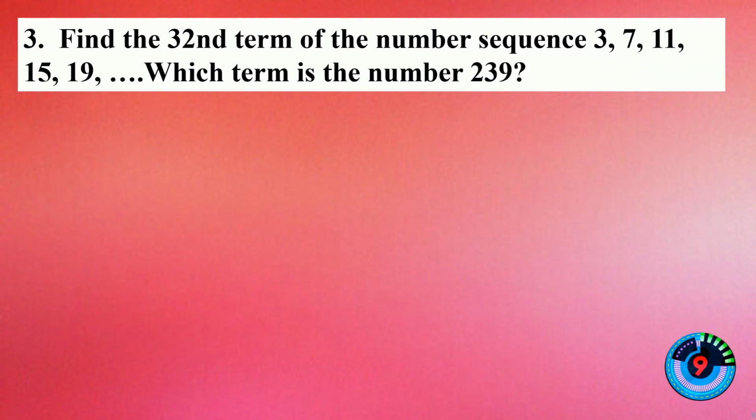Question number 3. Find the 32nd term of the number sequence 3, 7, 11, 15, 19 and so on. Which term is the number 239? This is also a very similar question where we need to find the 32nd term of the number sequence and which term is the number 239. So like previously, we need to first find the difference. Let us look at the solution.